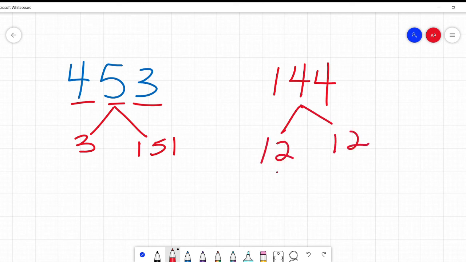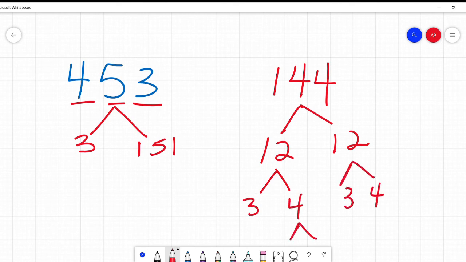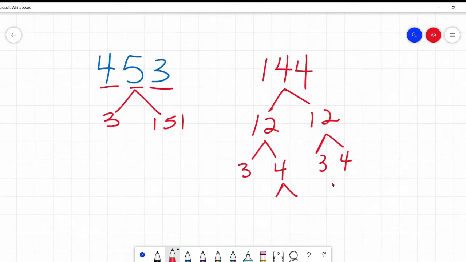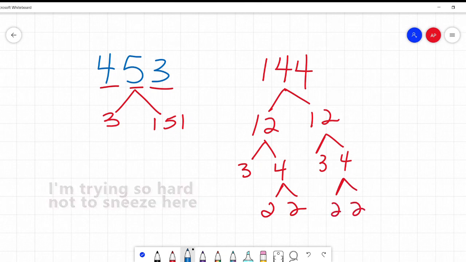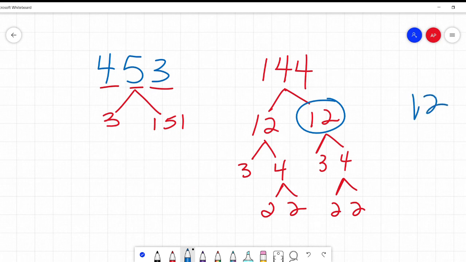12 and 12. I know 12 is 3 times 4. 3 times 4. And 4 is 2 times 2. And if you had, at the 12, instead done 2 times 6, you still would have gotten the same thing.